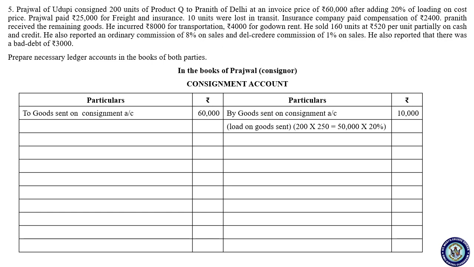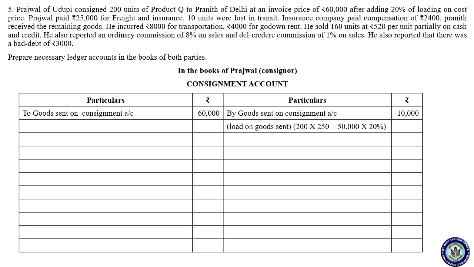How did you get the figure? 200 is the units. On that, cost price is 250. It will come to 50,000, and on that 20%. On that 20%, not adding, you're multiplying. You're calculating only the loading price. Or you can do it the other way, that is 200 into 50. You can multiply by 50. How did you get 50? See working note number 1.